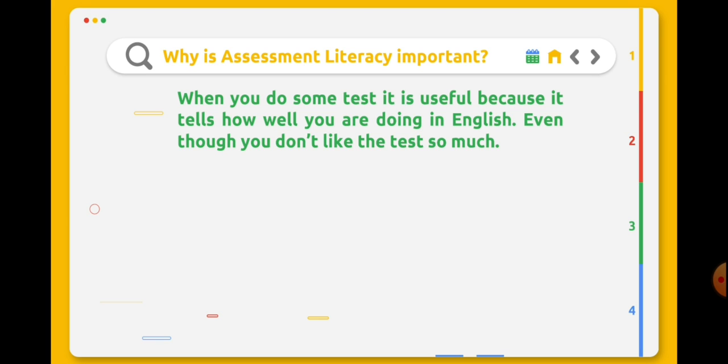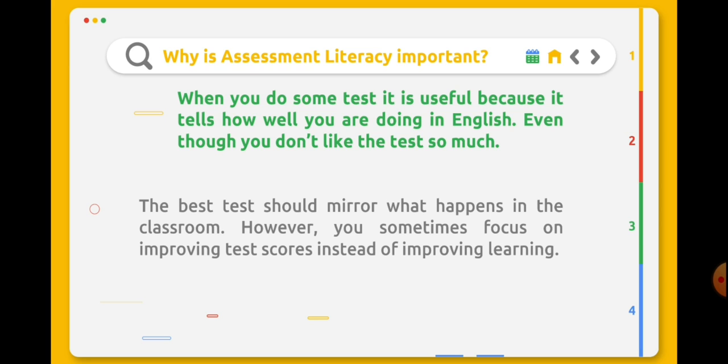When you do some test, it is useful because it tells how well you are doing in English, even though you don't like the test so much. The second reason, showing that the best test should mirror what happens in the classroom. However, you sometimes focus on improving test scores instead of improving learning. I believe that everyone aims for a good score in any test.